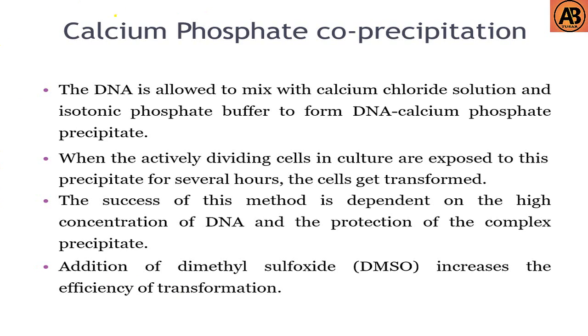Then calcium phosphate co-precipitation. The DNA is allowed to mix with calcium chloride solution and isotonic phosphate buffer to form DNA calcium phosphate precipitate. When actively dividing cells in culture are exposed to this precipitate for several hours, the cells get transformed. The success of this method is dependent on the high concentration of DNA and the protection of the complex precipitate. Addition of dimethyl sulfoxide, DMSO, increases the efficiency of transformation.